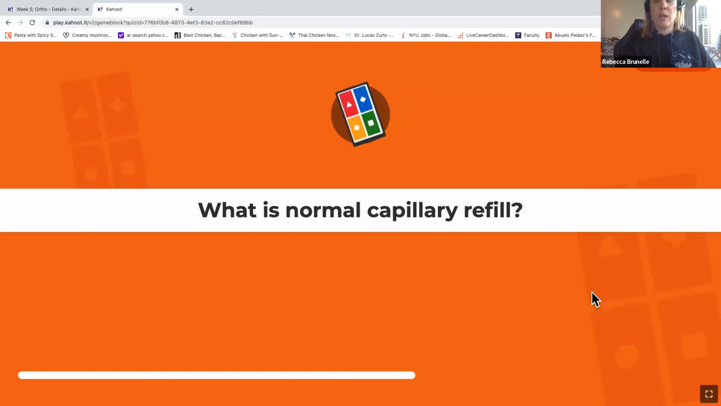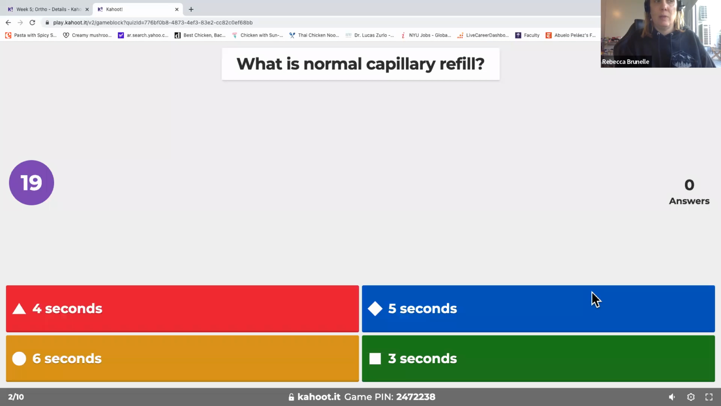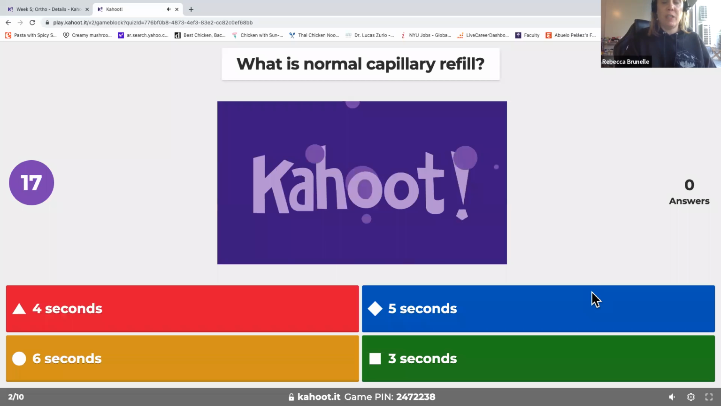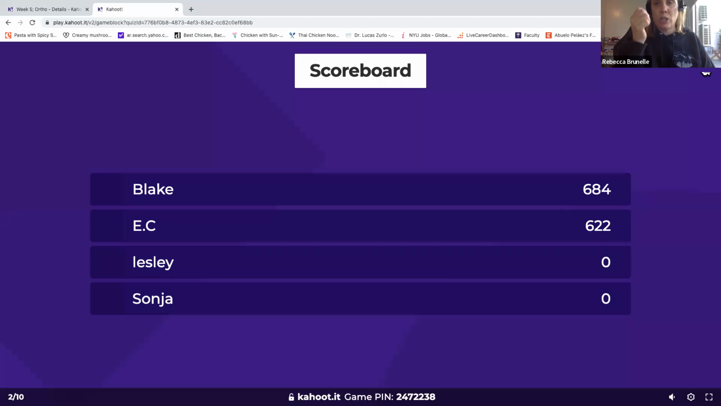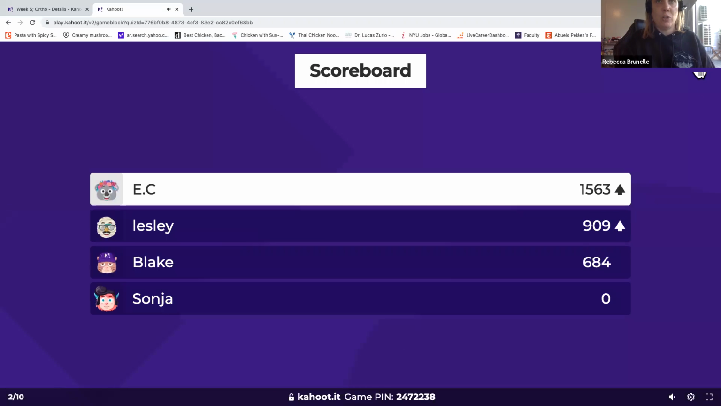So what is a normal capillary refill? 4 seconds, 6 seconds, 5 seconds, or 3 seconds? So it is 3 seconds. It should be 3 seconds or less, 2 to 3 seconds. This is one of the things that you're doing on your neurovascular checks, especially when they're in traction. You're assessing their cap refill, making sure they have good perfusion in that extremity.